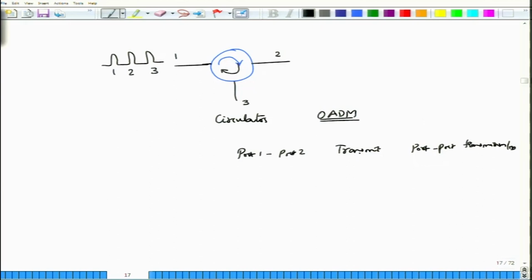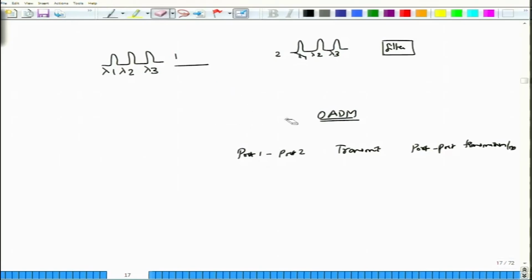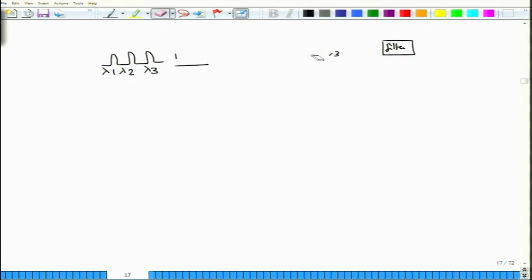Of course, now what happens, all these signals are copied onto the second port, the same signal. So these are the channels that we have copied. Let's make them lambda 1, lambda 2, lambda 3 to remove any confusion between the port numbers and the channel numbers. Suppose here I put in a selection of filter, or actually maybe we should have taken this one in a slightly different manner. So let me just go back to it.